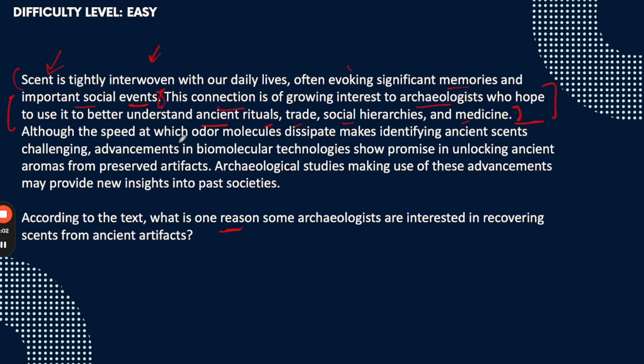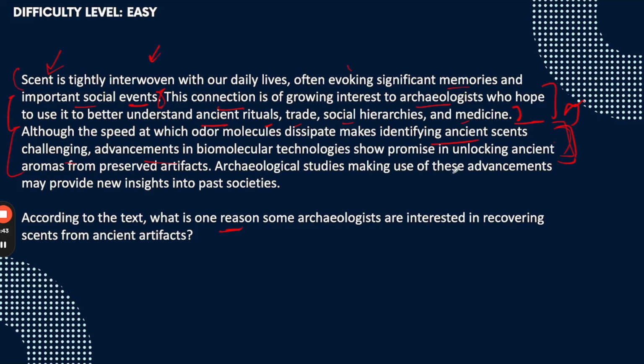"Although the speed at which odor molecules dissipate makes identifying ancient scents challenging, advancements in biomolecular technology show promise in unlocking ancient aromas from preserved artifacts." Now, this sentence is simply telling me a problem as to how it can be a challenge identifying ancient scents, but this is also giving me a solution to this problem, right? But again, this sentence is not telling me the reason. I already saw the reason why archaeologists can be interested in recovering scents in the previous sentence, and this sentence is not focusing on the reason bit. Let's read ahead.